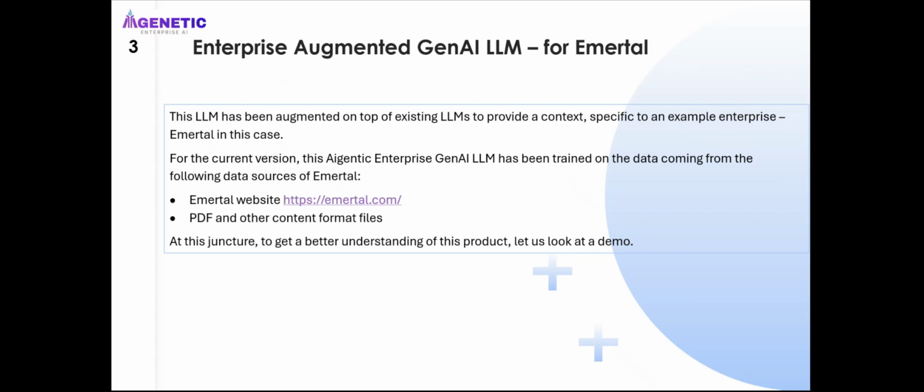For the current version, this Agentic Enterprise GenAI LLM has been trained on data coming from the following data sources of Immortal. First is the Immortal website. We have scraped the data and converted it into PDF files. There are other marketing collaterals and other company data in PDF formats. And there are other content files as well. At this juncture, to get a better understanding of this product, let us take a look at the demo. Give me a moment.